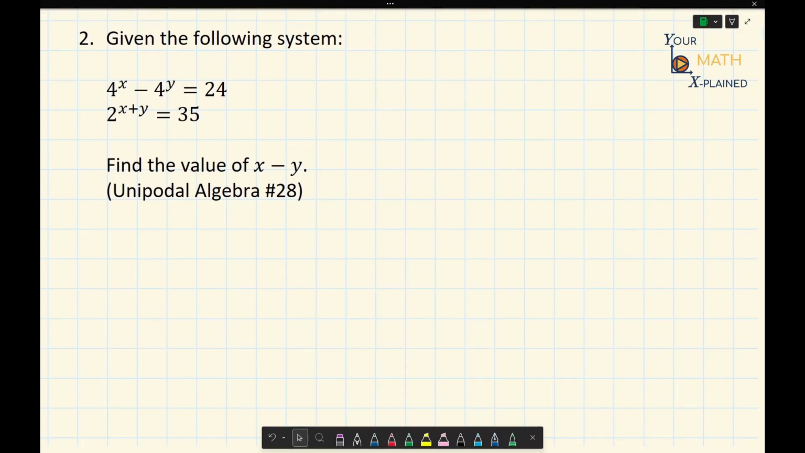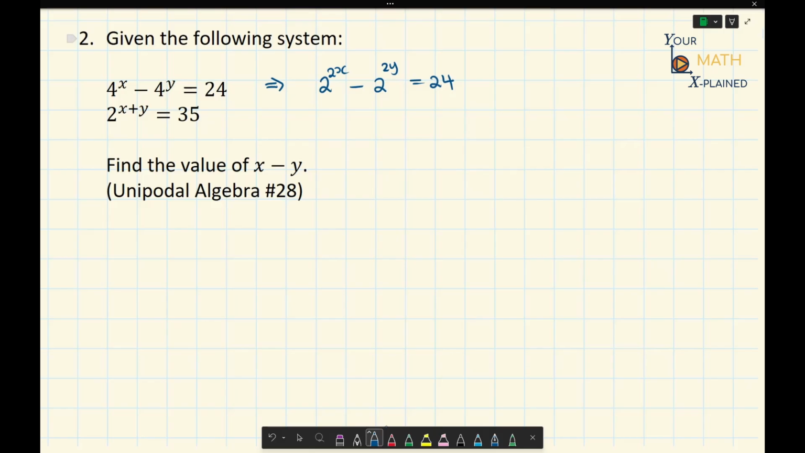Now for the next problem, we're given two equations and we're asked to find the value of x minus y. So looking at these two equations here, the second one has a base of 2, but the first one has a base of 4. However, we know that we can rewrite the first one in terms of base 2 as well. So if we rewrite the first one, 4 to the power of x can be written as 2 to the power of 2x. And 4 to the power of y can be written as 2 to the power of 2y. And this is equal to 24.